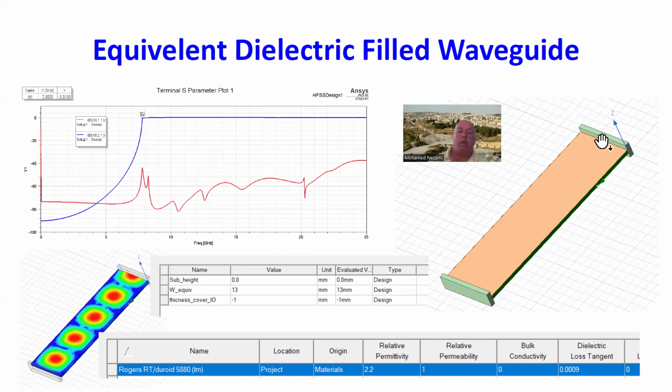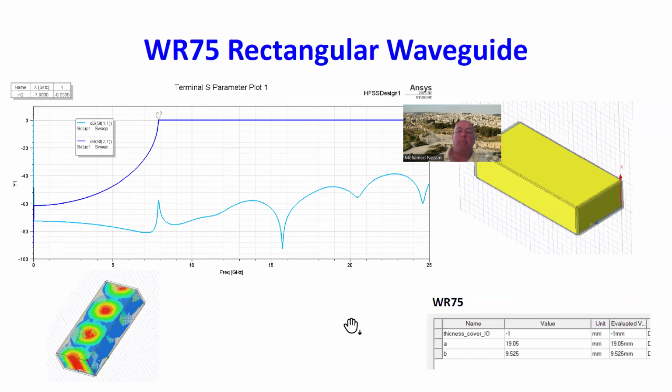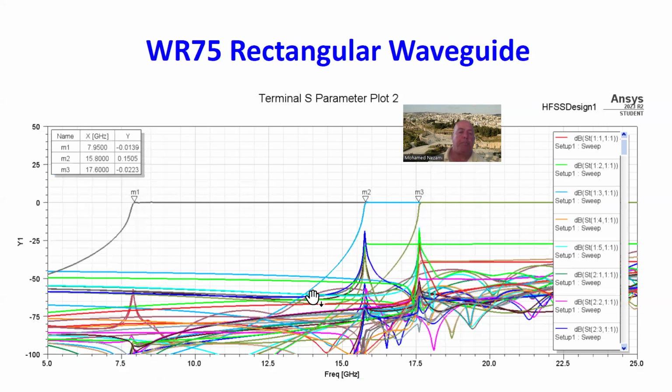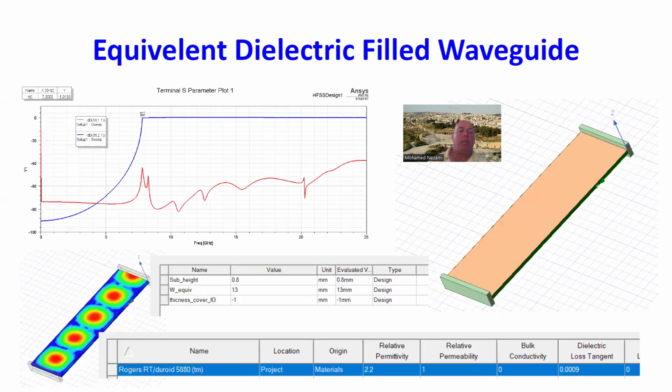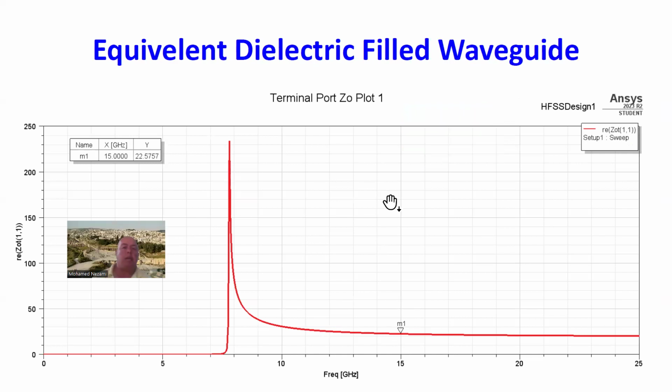So a dielectric filled rectangular waveguide with the A dimension of 13 millimeters is the same as a rectangular waveguide filled with air that has an A dimension of 19 millimeters. So it's almost half. Okay, and then after that, of course, if you look at the impedance of this line in here, it's really very low, very low impedance. In this case, at 15 gigahertz, only 22 ohms.